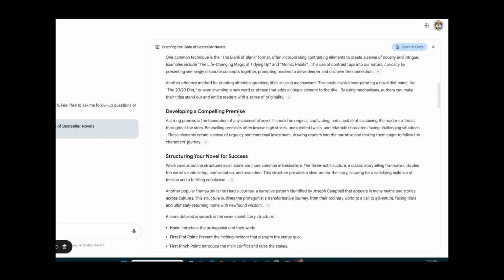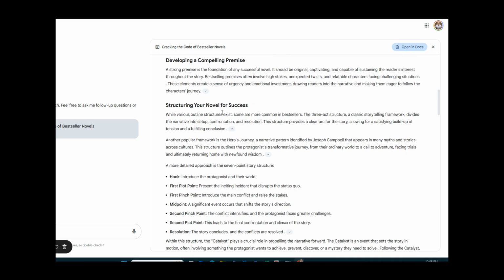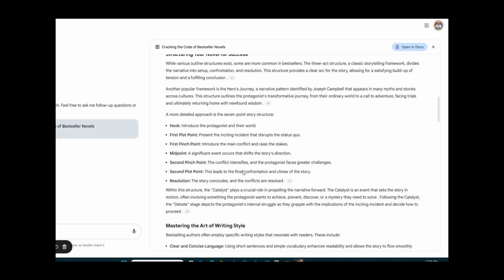Let's look at developing a compelling premise. Best-selling premises involve high stakes, unexpected twists, and relatable characters facing challenging situations. It should be original, captivating, and keep the reader's interest all the way through. Structuring your novel for success. I like this because this is like plot or narrative patterns.